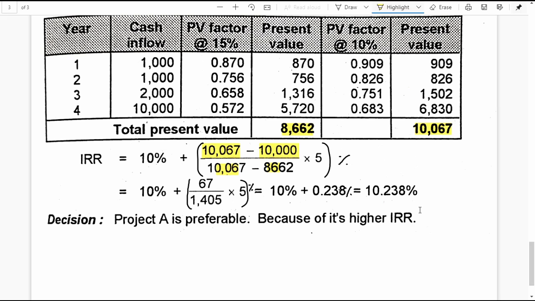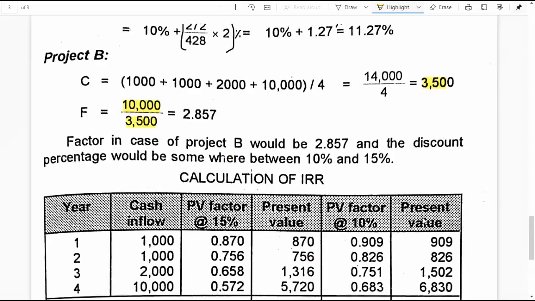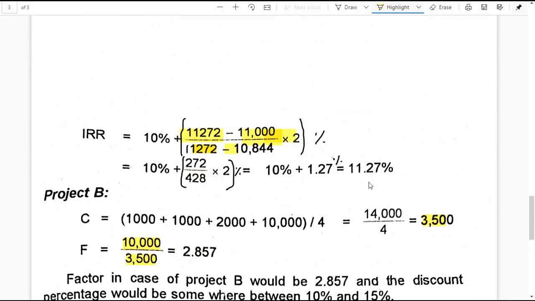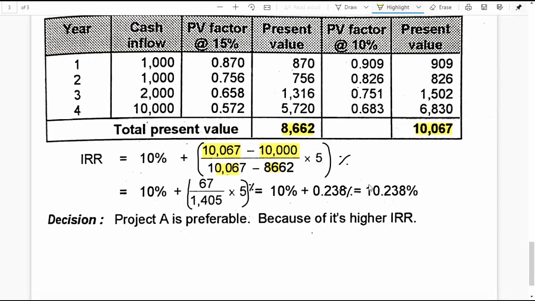Now if you compare the IRR of the two projects A and B, I am sure A gives 11.27% but B gives 10.238% only. So the project with the higher IRR is profitable and preferable. So we recommend project A over project B in this situation.